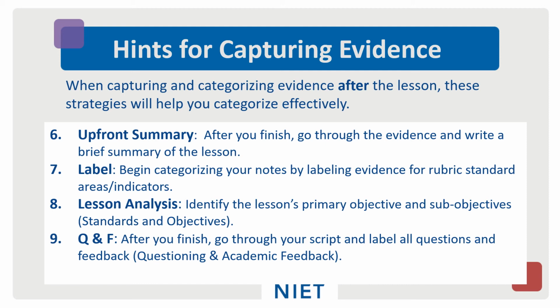Label. Make sure you label your evidence with the corresponding indicators of the rubric. You will find that some pieces of evidence would have multiple labels since the rubric is holistic and indicators and descriptors are connected. Lesson analysis. Make sure to identify the lesson's primary objective and sub-objectives since standards and objectives tie to student mastery.